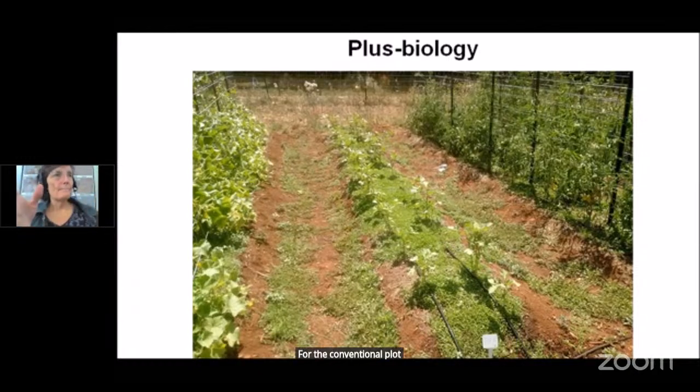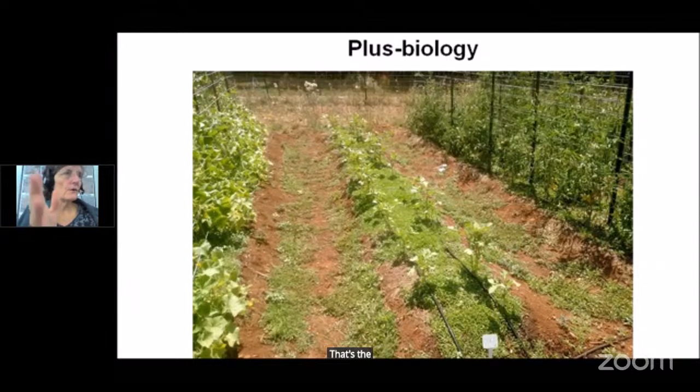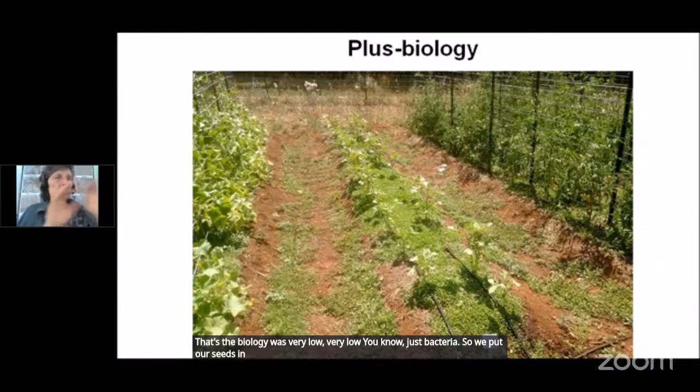For the no biology, we just took potting soil and put in the rice hulls, so a slightly different, organic form of fluffing agent, rice hulls instead of the vermiculite. And whatever biology was on the rice hulls and in the potting mix that we used, the biology was very low, just bacteria. So we put our seeds in, we watered, and got those seeds going on the same day as the conventional.